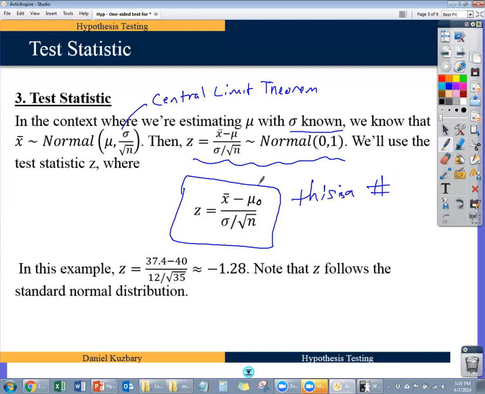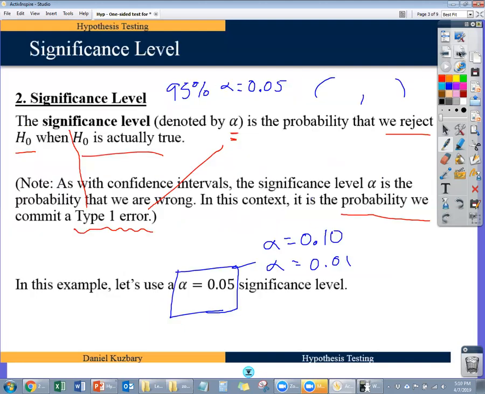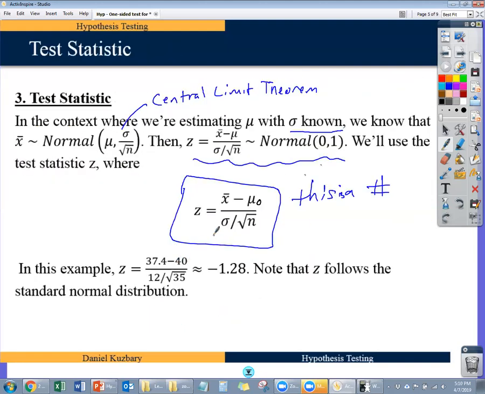Okay, so let's go ahead and find this. You don't have to understand what this number means just yet. I'm going to show you later in this video what this means. Let's just find it. It's a formula. I can plug in X bar. X bar is 37.4. Mu naught is what I think the mean is, so under my null hypothesis, mu is equal to 40. We'll call that mu naught. So 40 goes there. My standard deviation was 12. That's what the people of Kusawachi say the standard deviation is. And the square root of n was 35, so that'll go there. You find this number, you get negative 1.28.